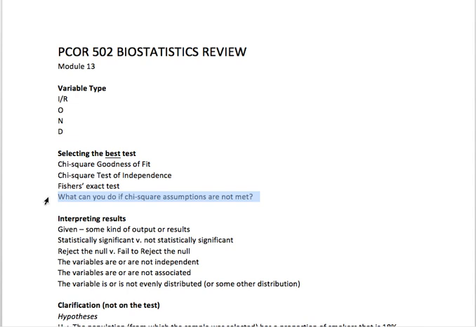So those chi-square assumptions, really the main chi-square assumption is that the expected value for each of the cells should be at least 5. And there are different cutoffs. Some people will say at least 80% of the cells have to have an expected value of at least 5, or that kind of thing. So if that assumption is not met, it depends on what size of table you have.